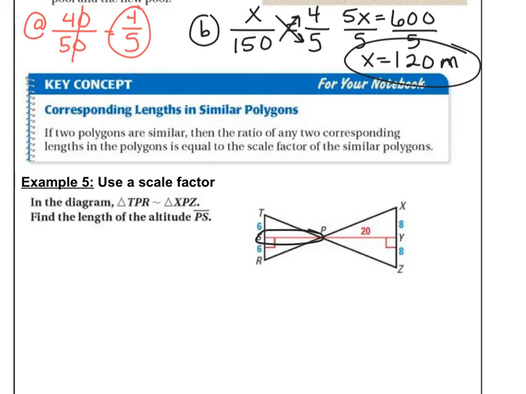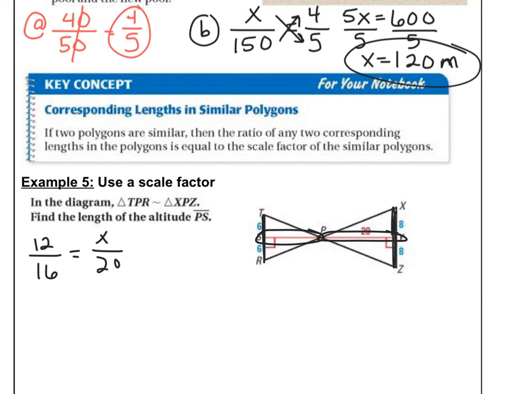Okay, so what we want to do is, again, everything's proportional in this case. So we are going to use the length of TR and XZ. So TR is 12. XZ is 16. We don't know what PS is. We're going to call that our x. But we know that its match is 20. And then we're going to do our cross multiplication and dividing.